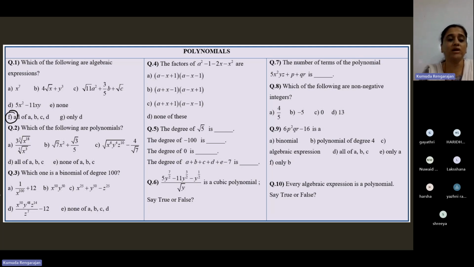Next one. Which of the following are polynomials? Option B and D, is it? B and C. Yeah, all if you simplify. So you can simplify the options in A and C. Simplify and tell me.